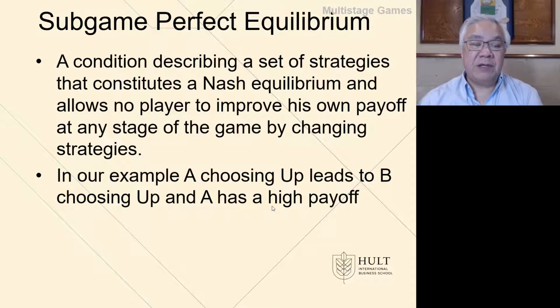There's a different equilibrium here called a subgame perfect equilibrium. And this looks at a set of strategies where there's Nash equilibrium, but also allows no player to improve their position by changing strategies. So here we have a subgame perfect equilibrium. A choosing up leads B to choose up, and that makes a higher payoff.